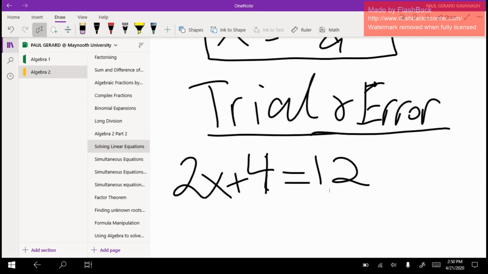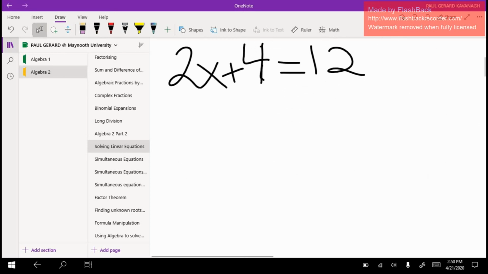But I really don't recommend it because it's time wasting if you have a massive equation with a massive answer for x and you're trying to find that out. It's just too long.